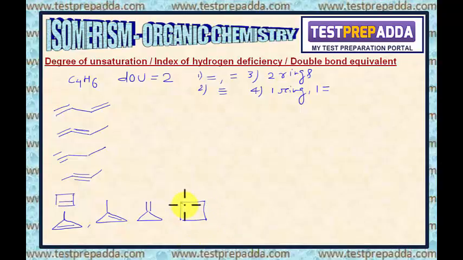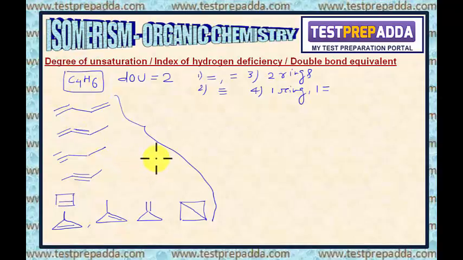If I divide like this, you can say there are two rings and we have used only four carbon atoms. Okay, so these are the different possible compounds for this molecular composition.